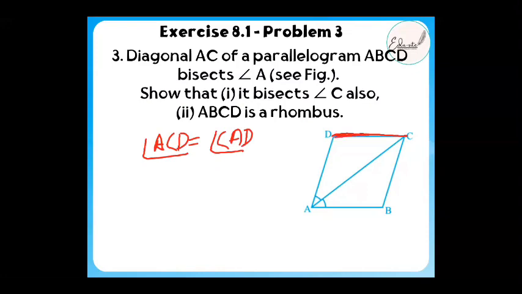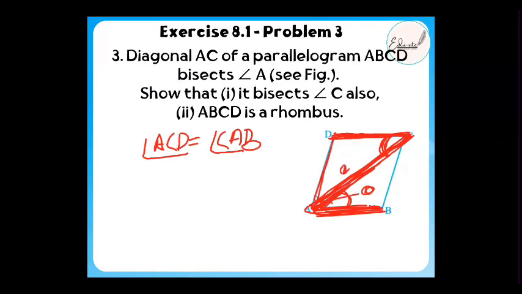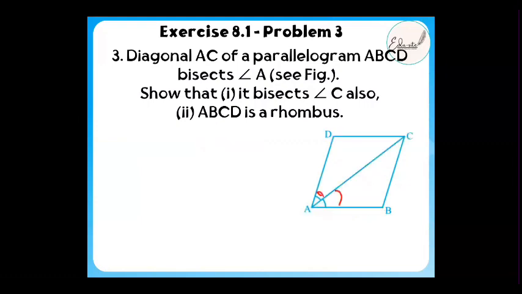CAD. Angle ACD, correct? ACD equals angle CAB. Why is it so? Because it is a parallelogram, and hence this angle is equal to this angle. If this angle is equal to this angle, we also know that this angle is equal to this angle, right? Why is it so? This angle and this angle are equal, and this angle and this angle are equal, correct?